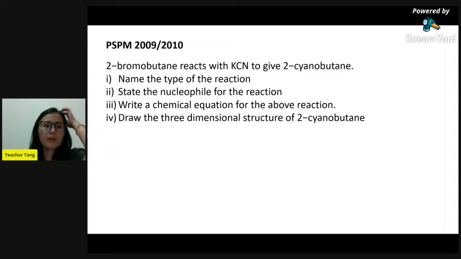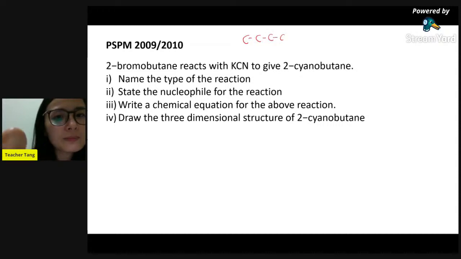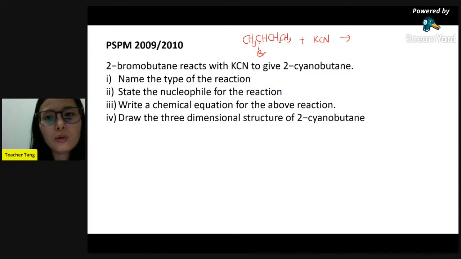Now, shall we move on to look at the 2009 question? 2-bromobutane reacts with KCN to give 2-cyanobutane. Butane, 4 carbons, 2-bromo. So this is CH3, CH2, CH, CH3, reacting with KCN, giving us 2-cyanobutane.